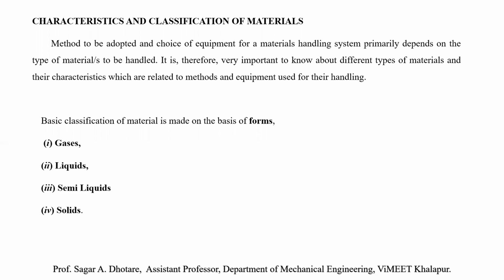Now, while selecting any transmission system or material handling system, a few things are very important. The first thing was the application. The second very important thing is the type of material. Which material is to be handled? The choice of material handling equipment primarily depends upon the type of material to be handled.